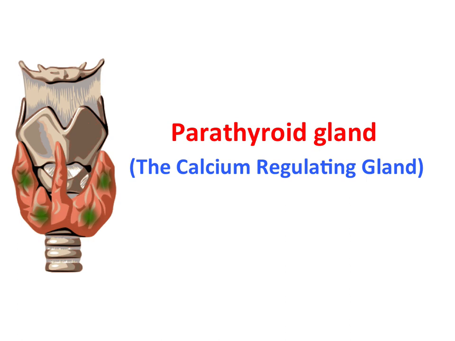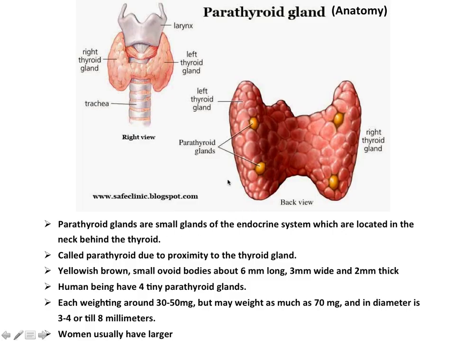Today I will explain about parathyroid gland. That gland is also called calcium regulating gland. First, the anatomy of parathyroid gland. Actually, parathyroid glands are small glands of endocrine system which are located in the neck, just behind the thyroid gland.